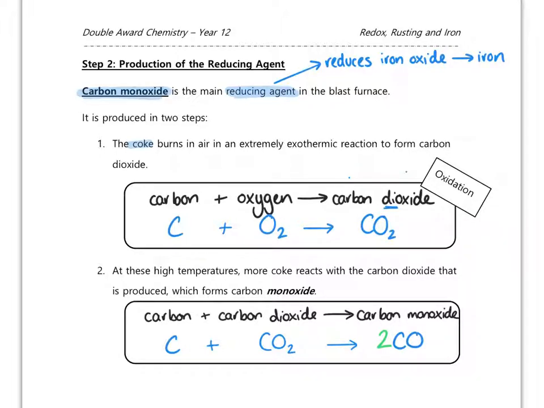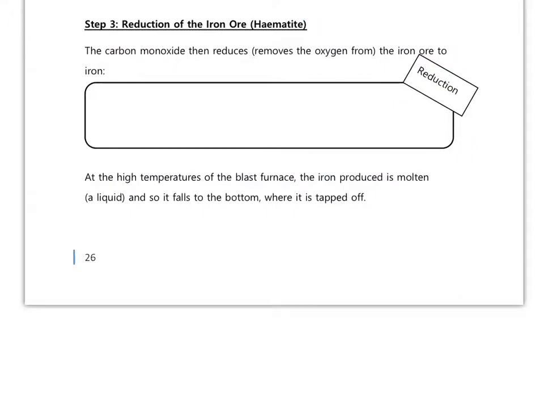And so what we do is we put coke, which is almost pure carbon, into the top of the blast furnace. Because of the high temperatures, it reacts with oxygen to produce carbon dioxide, and then that carbon dioxide reacts with more coke, more carbon, to produce carbon monoxide, which will then be our reducing agent, and we'll see that in step 3.